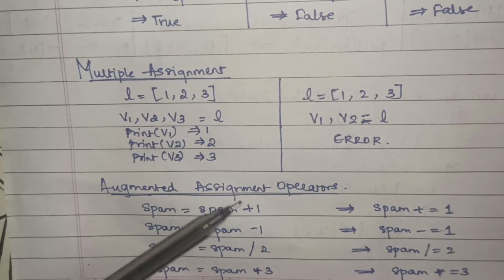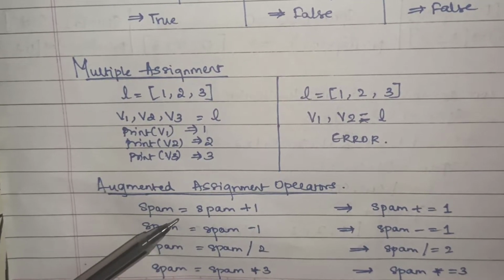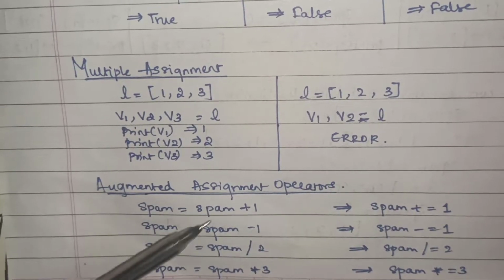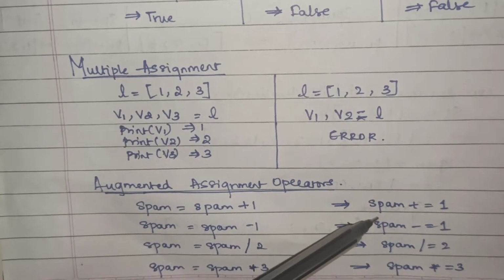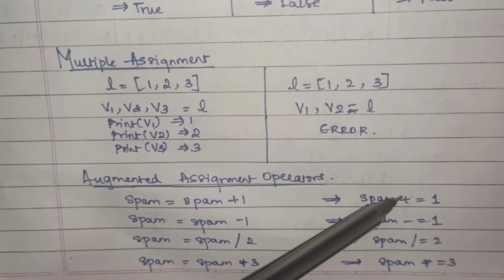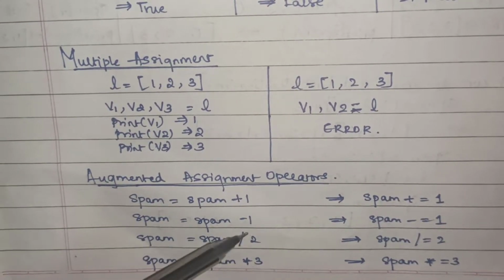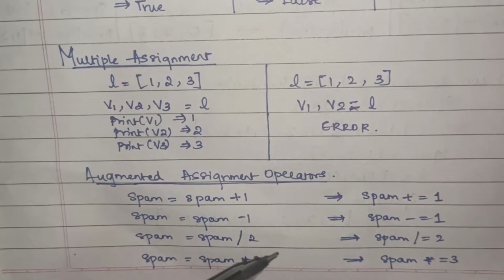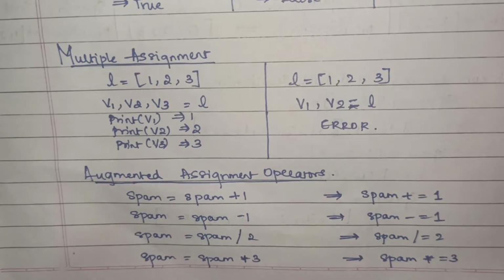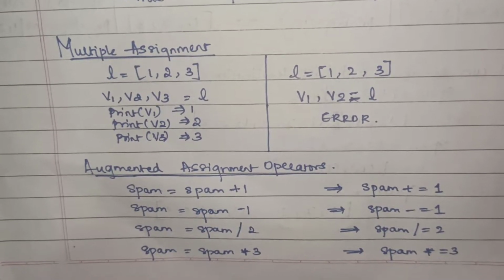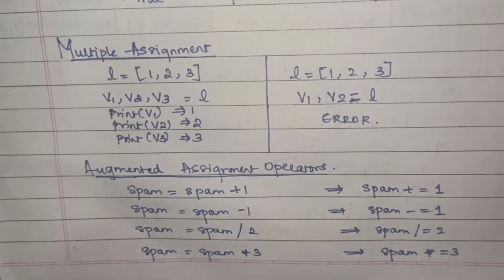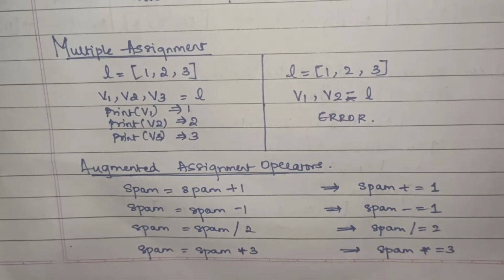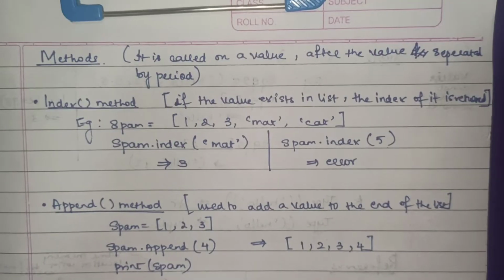Now coming to the augmented assignment operators. Suppose you know the statement you have been using in programs, like spam equals spam plus 1, which can be written in shorthand notation as spam += 1. And spam equals spam minus 1 can be written as spam -= 1, and spam equals spam divided by 2 can be written as spam /= 2. Spam equals spam star 3 can be written as spam *= 3. So this is about augmented assignment.